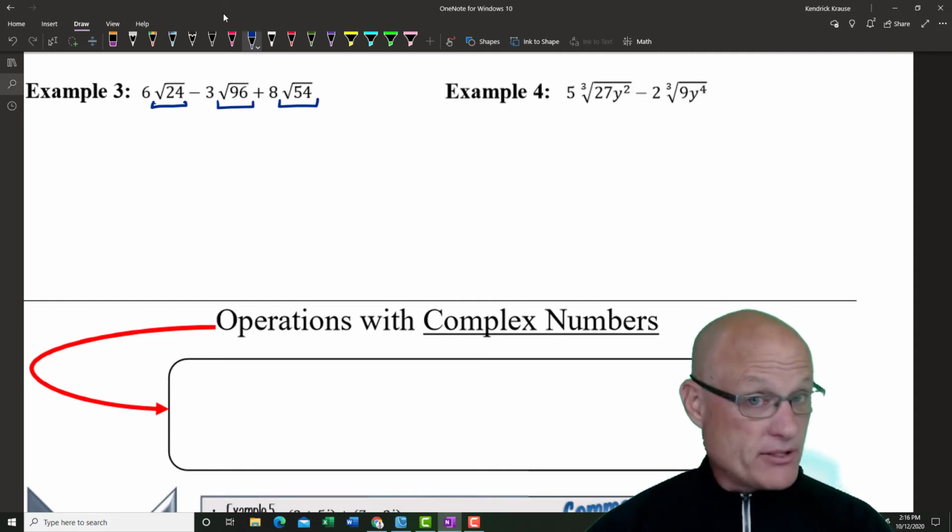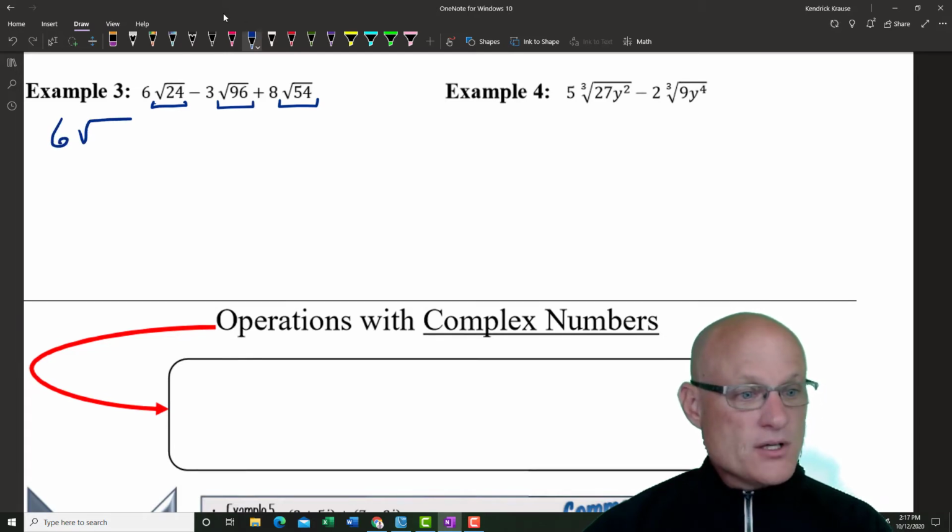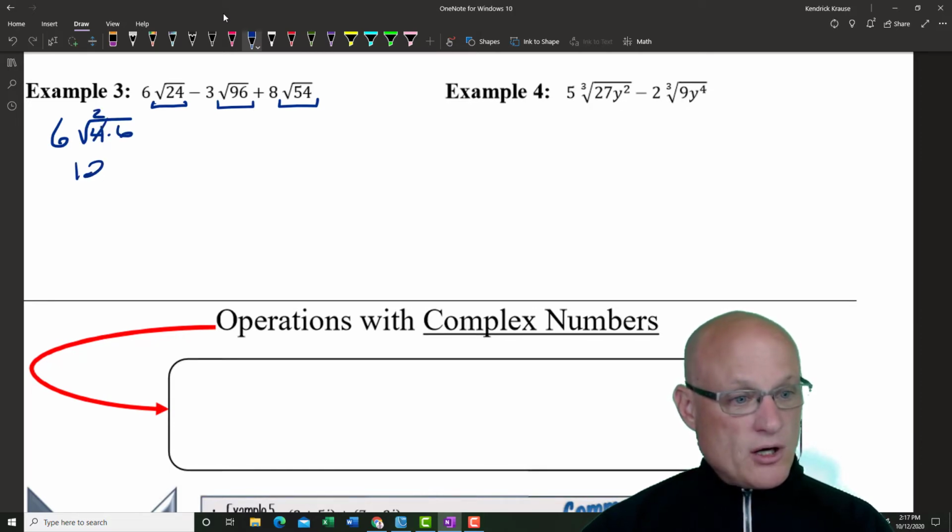Just the radical. I don't care about the number. So we've got to play with it. We're going to deal with these individually. So 6, 24 is 4 times 6. The square root of 4 is 2. So this is 12 square roots of 6, minus 3.